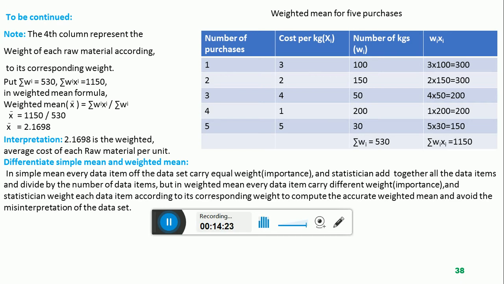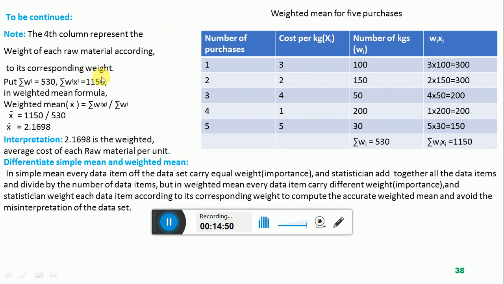But when the data set includes data items where each data item carries different weights, then the statistician has to first weight each data item and then compute the mean value, to compute the accurate weighted mean and to interpret the data set in an exact and accurate way. So this is all about the difference between the simple mean and weighted mean.